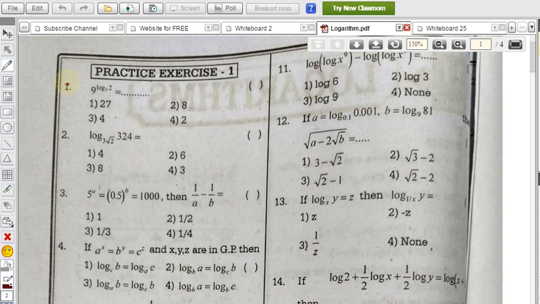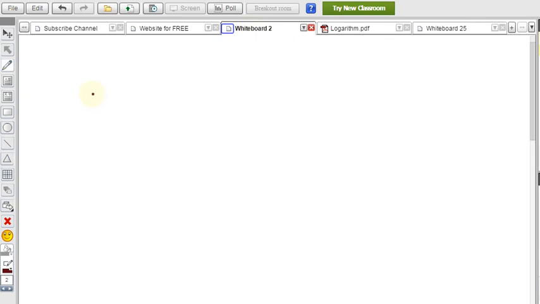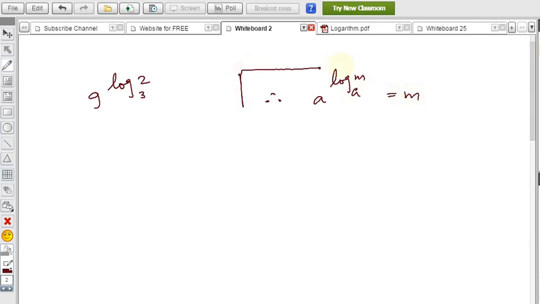Whatever properties I explained, using only those properties we will solve all these problems. First one: 9 to the power log 2 to the base 3. So what formula can we use? With an example I'll tell you here. The question is 9 to the power log 2 to the base 3. What property can we use? a to the power log m to the base a is equal to m. So this is the property.